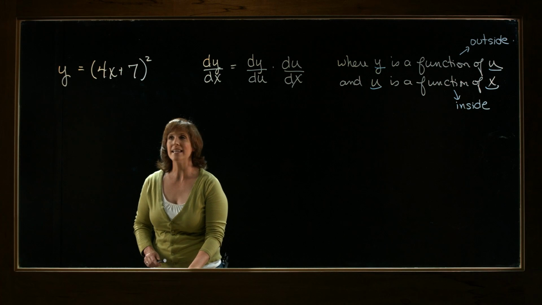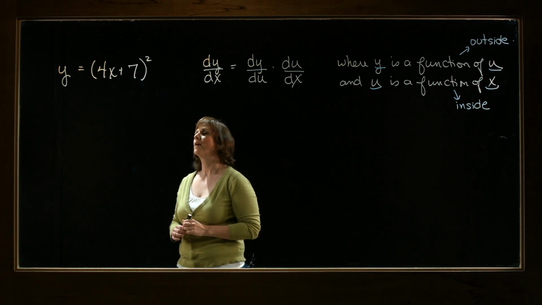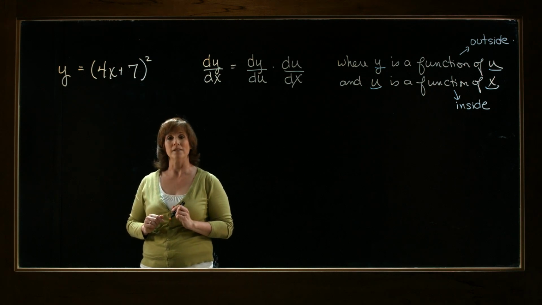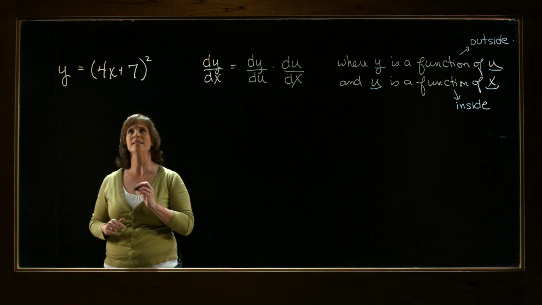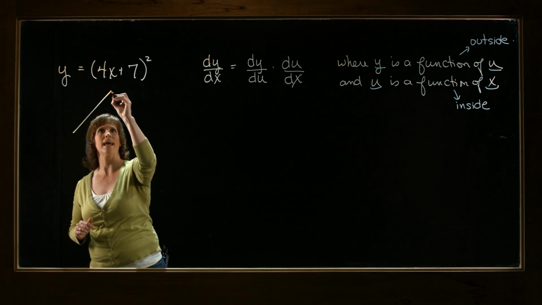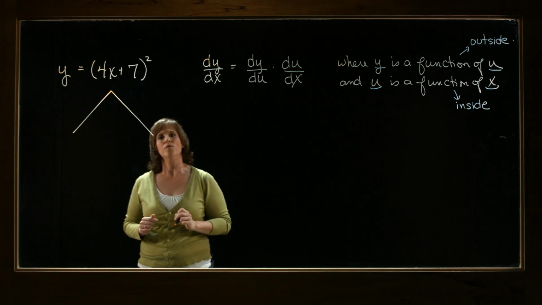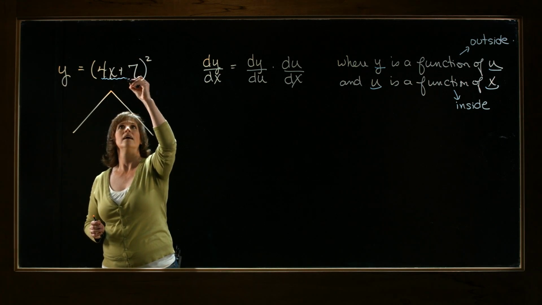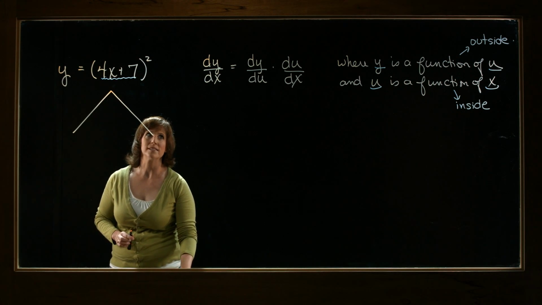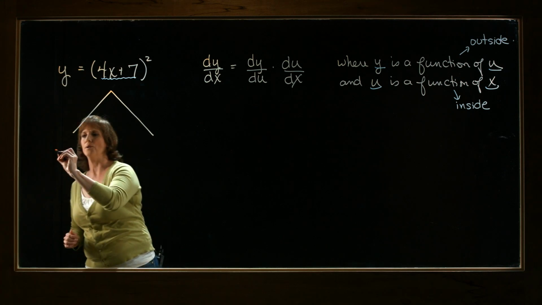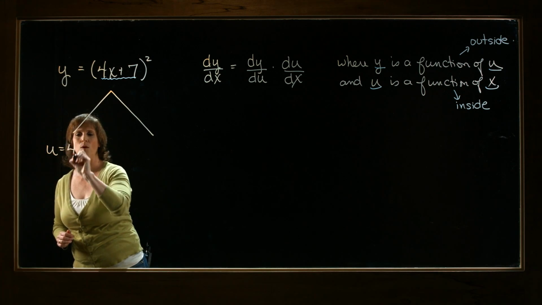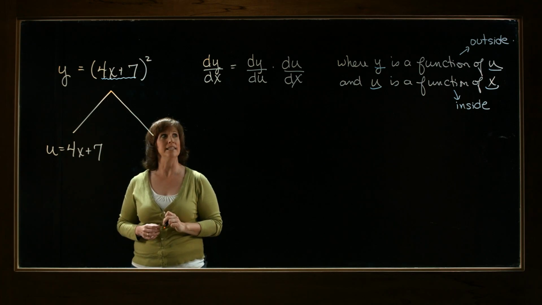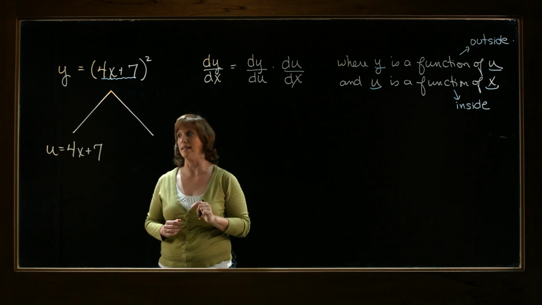So let's go ahead and take a look at our example. I would like to find the derivative of y equals (4x plus 7) squared. Well, let's break this into its pieces, the inside and the outside piece. First of all, I notice that the inside piece is 4x plus 7. So I'm going to let u equal 4x plus 7. I can now find du/dx, which is one of the pieces that I need.